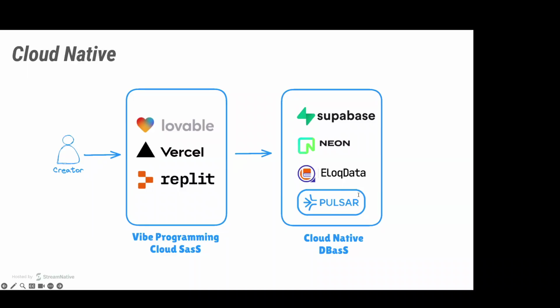Besides multimodal, the other topic is cloud. It's not a transition from the cloud native to AI native, but it's a convergence. AI and cloud are now evolving together. For example, more and more applications are generated by vibe programming. These apps live in the cloud and depend on cloud native DBAs. For example, Supabase, Neon, and also EloqDoc and Pulsar.